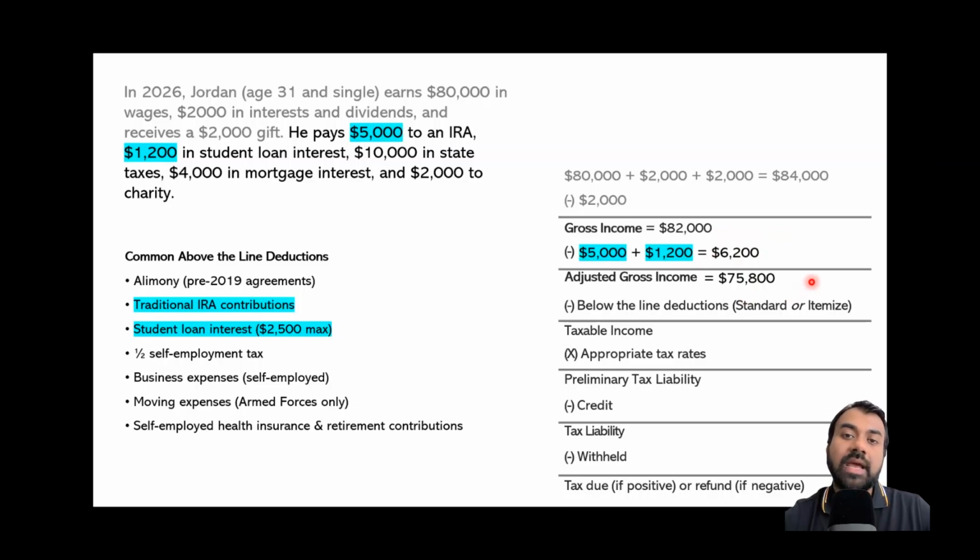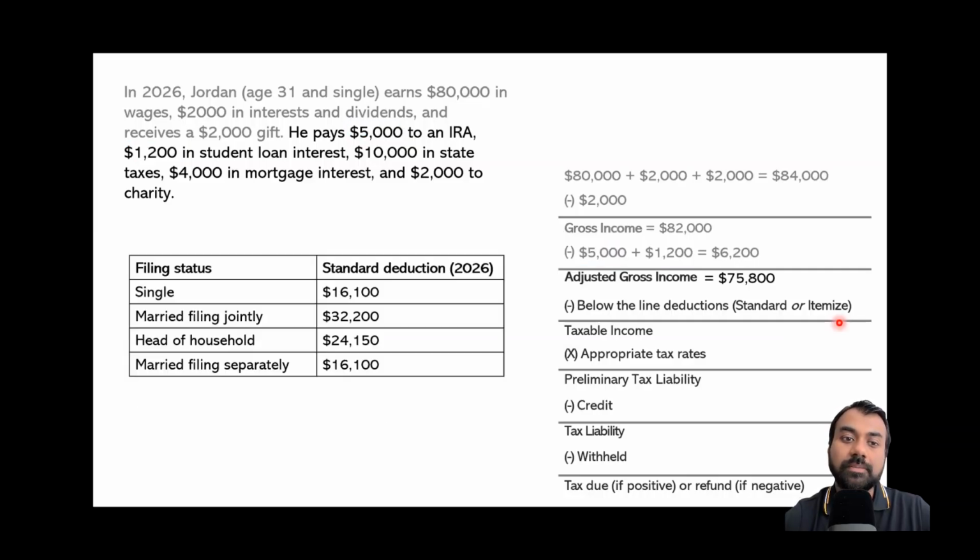So we have arrived at a very important point in this calculation because we have found our AGI, or adjusted gross income. The next part is to figure out our below the line deduction, and we need to pick one out of two options that we have available to us. One is standard deduction and the second is itemized deduction. So let's look at standard deduction first.